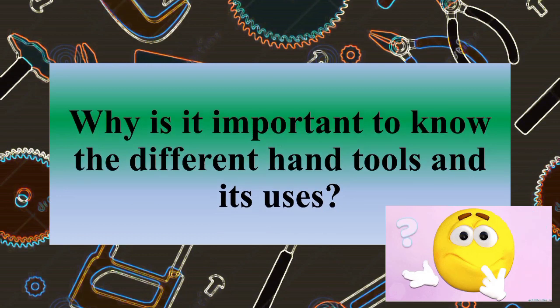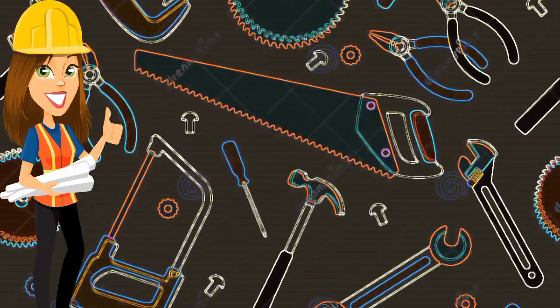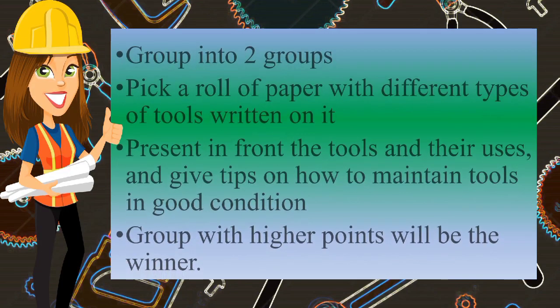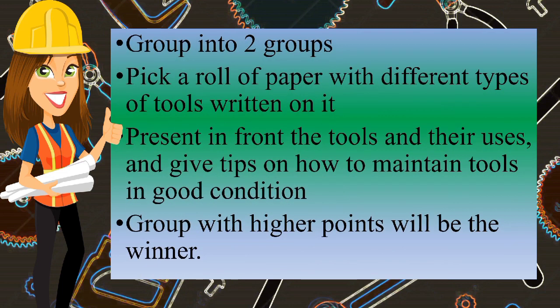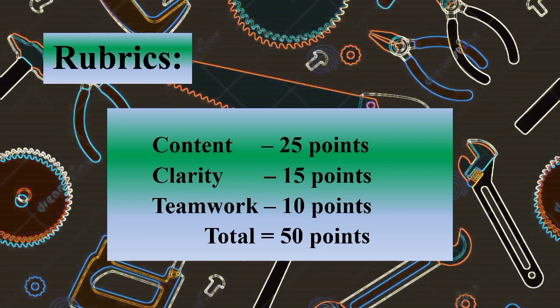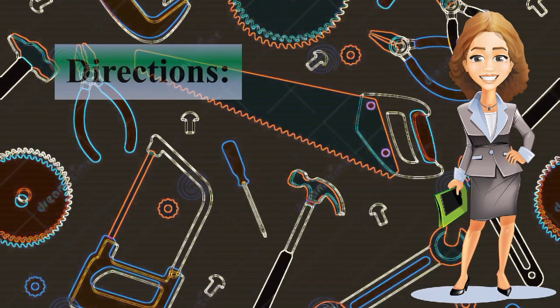Okay, so why is it important to know the different hand tools and its uses? So now let's do the application. So kindly read the directions. So you will be graded according to these rubrics: contents, clarity, teamwork, and a total of 50 points.